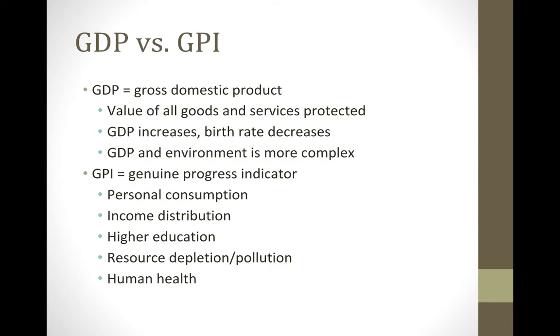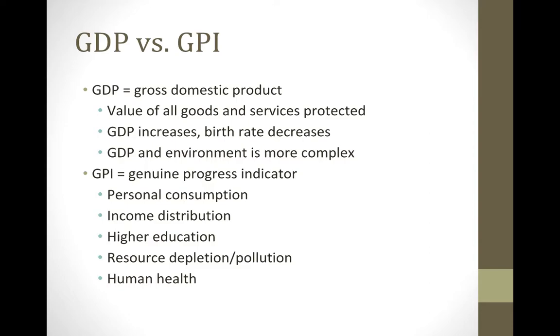Now, another way of measuring progress is called the GPI, which stands for the Genuine Progress Indicator. Now, this takes a lot of different things into account beyond just the value of goods and services produced. So this takes into account things like personal consumption, income distribution, higher education, resource depletion and pollution, and human health. So an interesting thing that you'll notice if you look in the book is that although our GDP in the United States has been increasing steadily for quite some time now, our GPI in the United States actually leveled off and hasn't increased in some number of years.